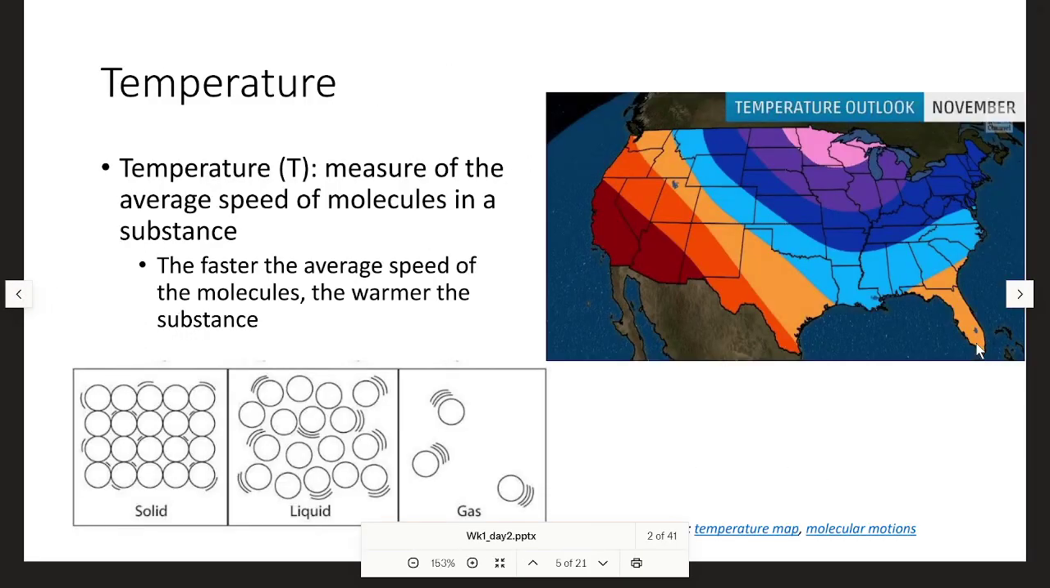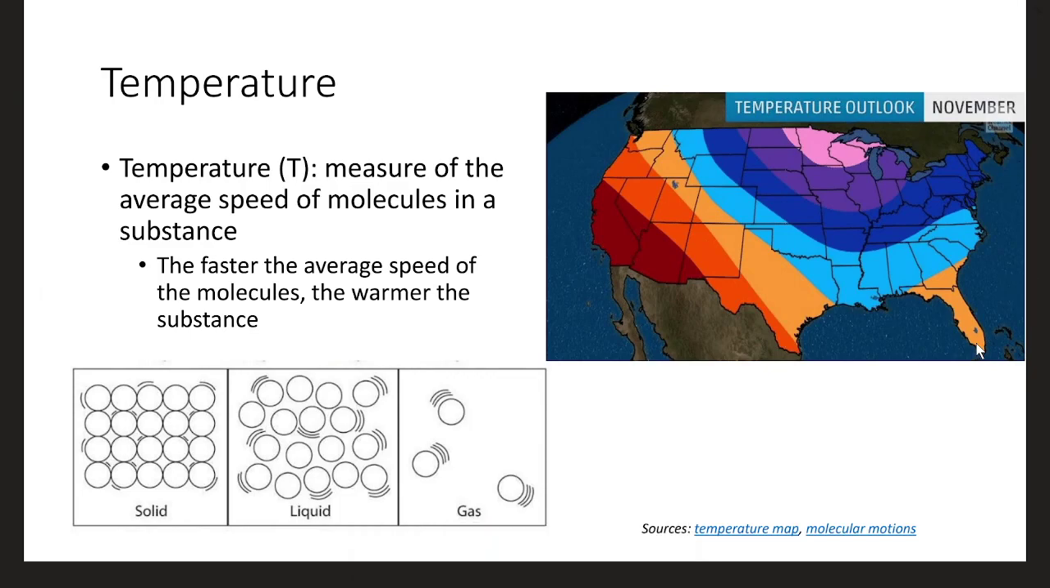Okay, so let's start with temperature. Temperature is the measure of the average speed of molecules in the substance. So, the faster the average speed of the molecules, the warmer the substance. The way that temperature works is when a particle hits something, it generates heat, and the faster it hits that thing, the more heat it generates.